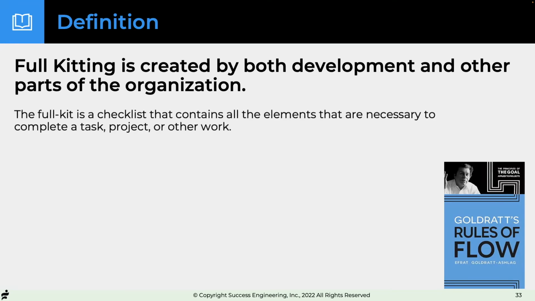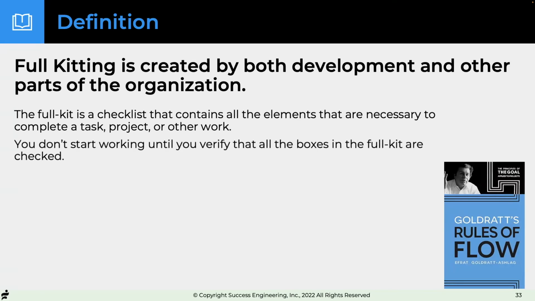It's a checklist of all the elements that are necessary to complete a task, project, or other work. This is good for products or for projects, same thing. You don't start working until you verify everything is there. It's like if you were going to do a paint job of a room, you wouldn't start without all the things. You need a ladder, you need tape, you need paint, you need paintbrushes, you need a pan for the paint, you need a floor mat or whatever you're going to do. You don't start with some of that because otherwise you get halfway in and then you have to leave.